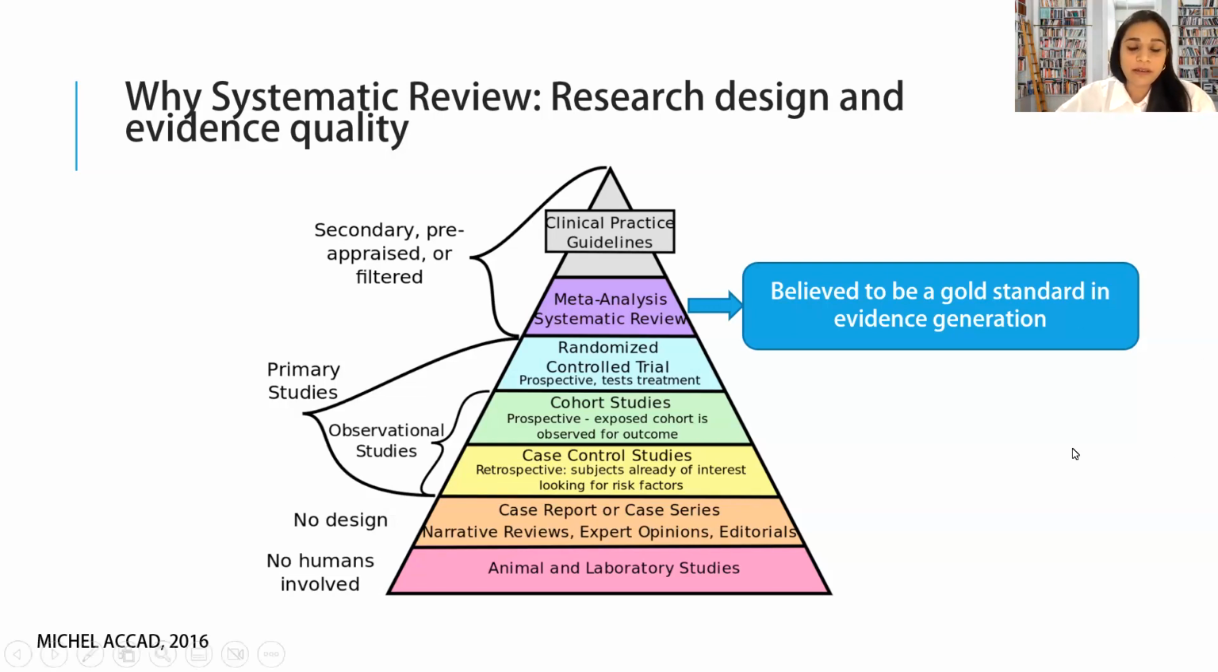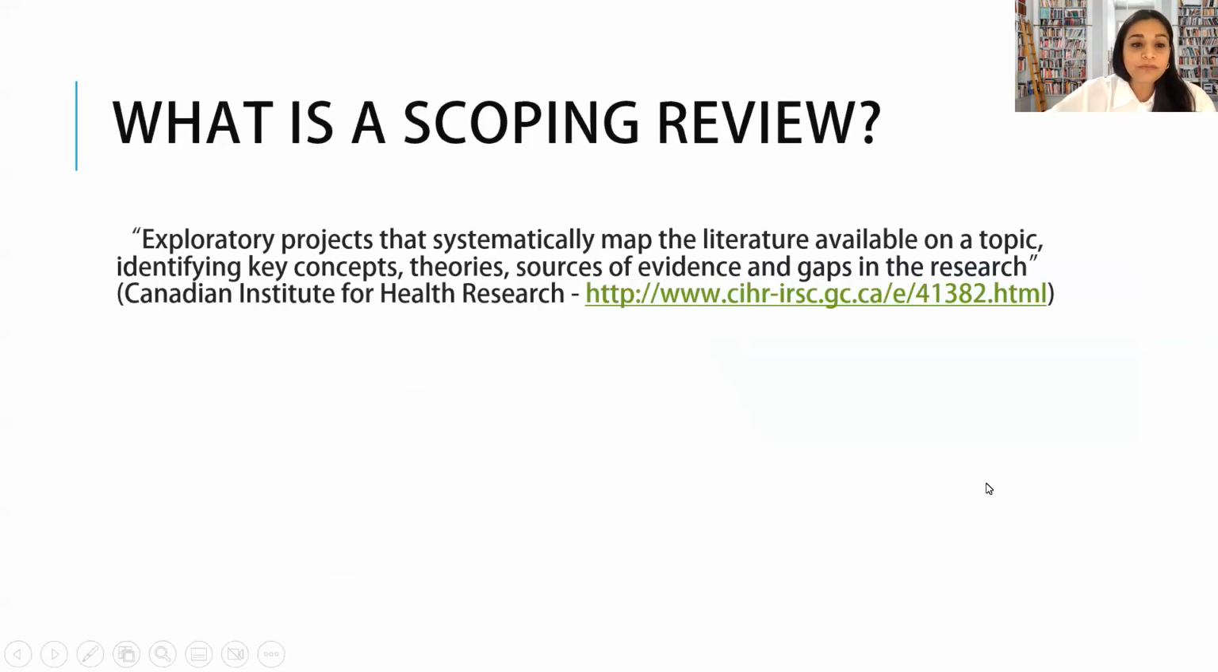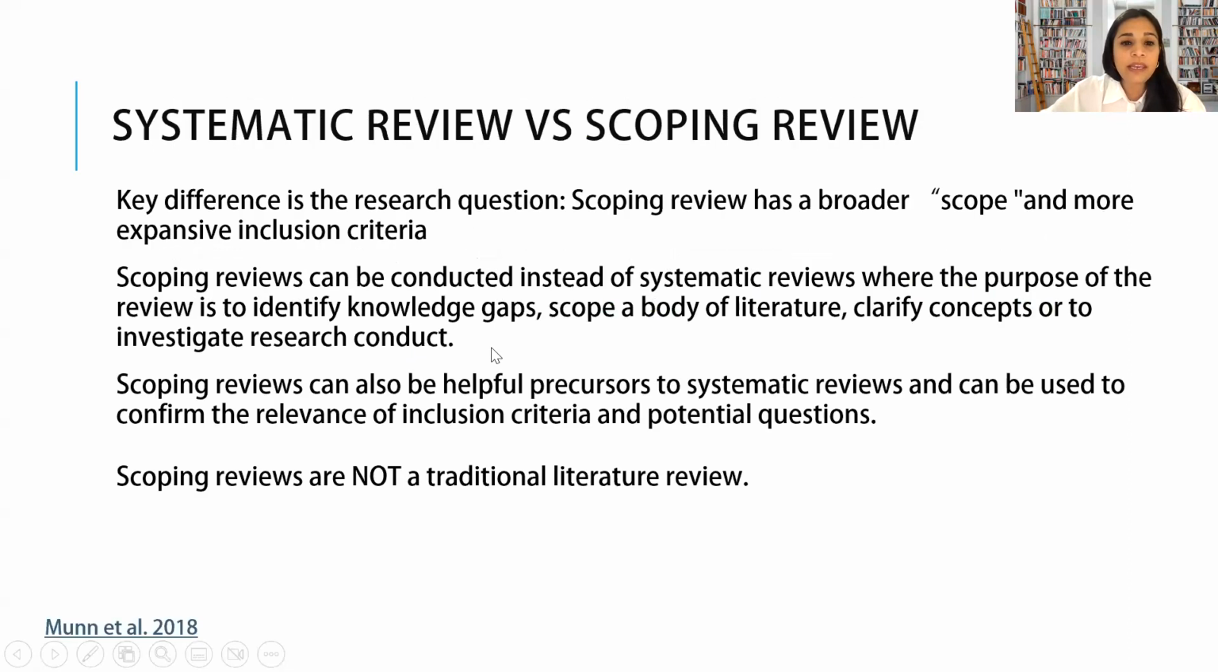A scoping review, we'll discuss that actually as we go. So a scoping review is about exploratory projects that systematically map literature available on a topic and identify any key concepts, theories, and sources of evidence and gaps in research. A key difference between scoping reviews and systematic reviews is that a scoping review has a very broad scope. If you're trying to understand what is the literature on a particular topic, very broadly, then you're after a scoping review.